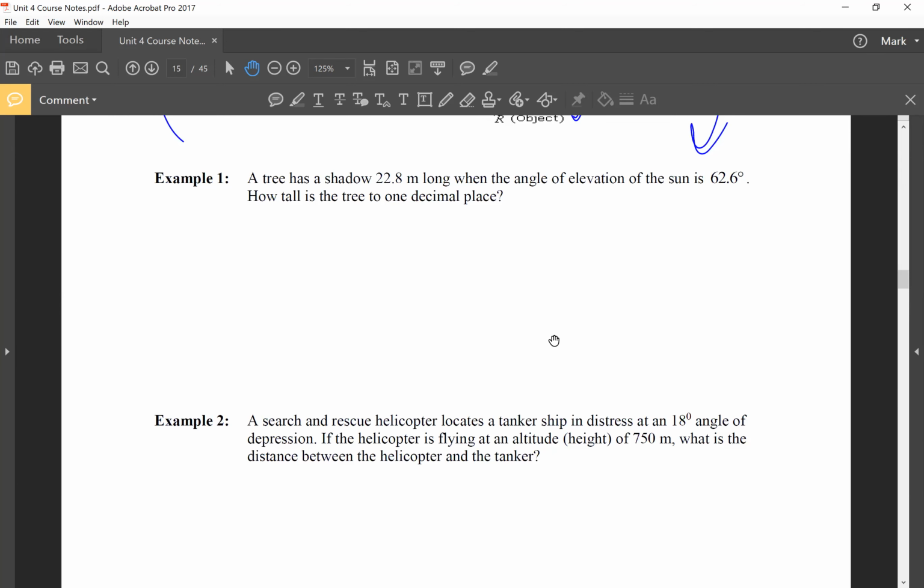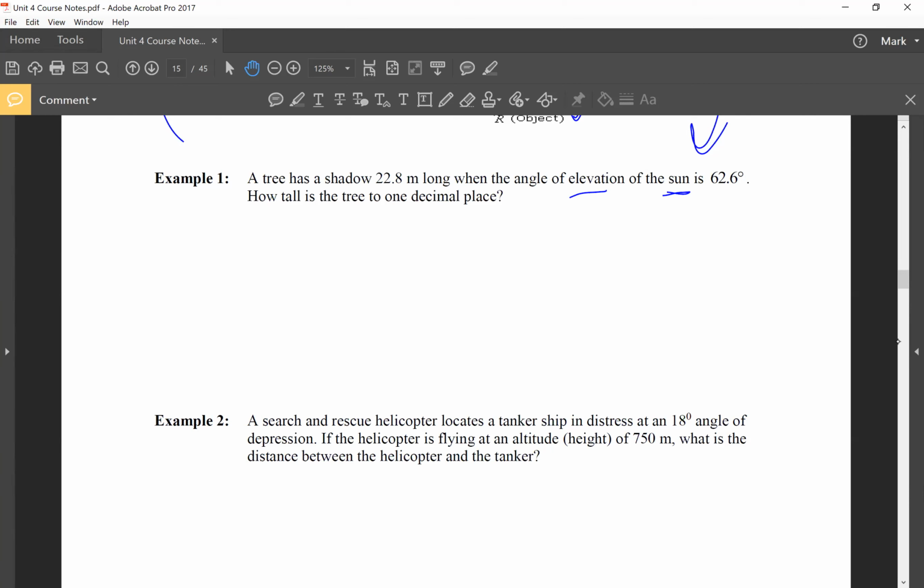A tree has a shadow of 22.8 meters long when the angle of elevation of the sun is 62.6 degrees. How tall is the tree to 1 decimal place? Okay, so the sun is up. Elevation means up. Let's draw a little picture here.